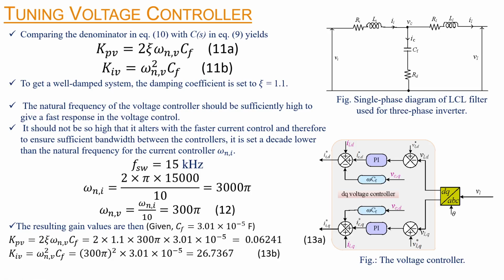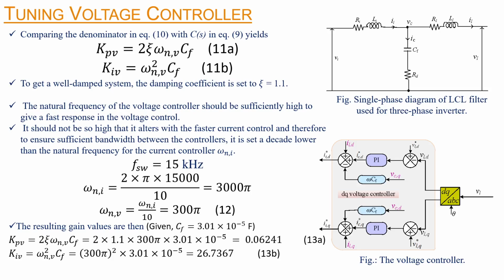So we have to get a well damped system, and this damping coefficient is set to psi equal to 1.1. Now the natural frequency of the voltage controller should be sufficiently high to give a fast response in the voltage control. It should not be so high that it alters the fast current control, and therefore to ensure sufficient bandwidth separation between controllers, it is set a decade lower than the natural frequency of the current controller.